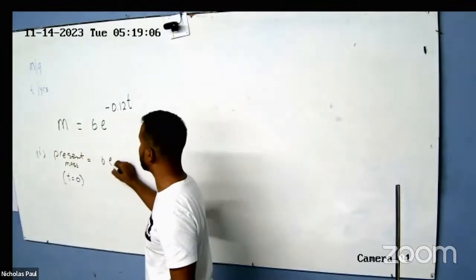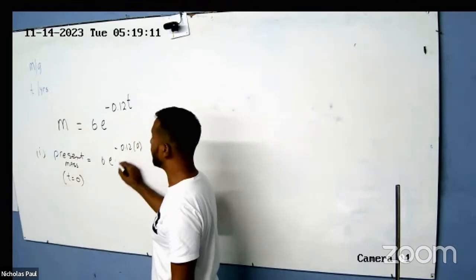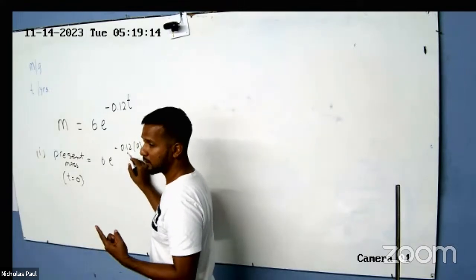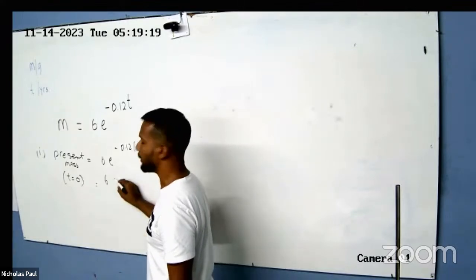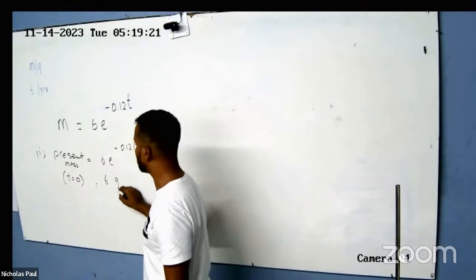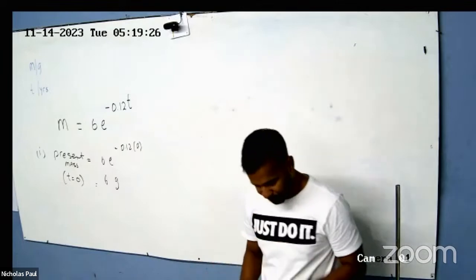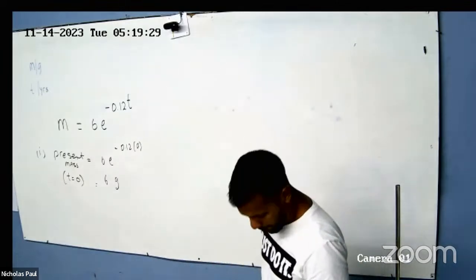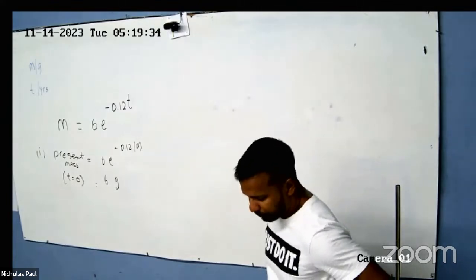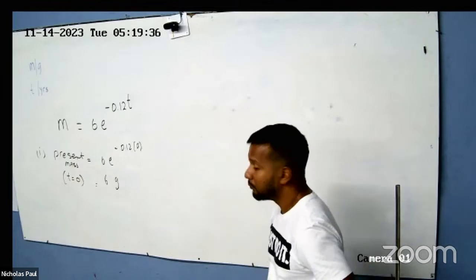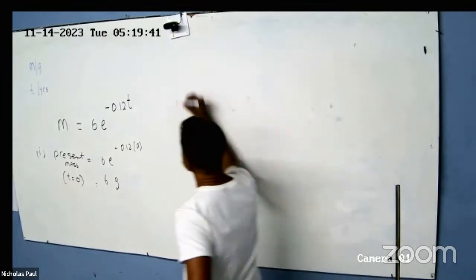So that'll be 6e to the minus 0.12 times 0. This is 0. e to the power 0 is 1. So the answer is 6. But in what? Grams. So the initial or present mass is 6 grams. That's all we need.